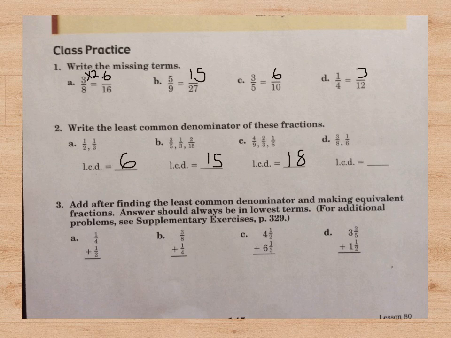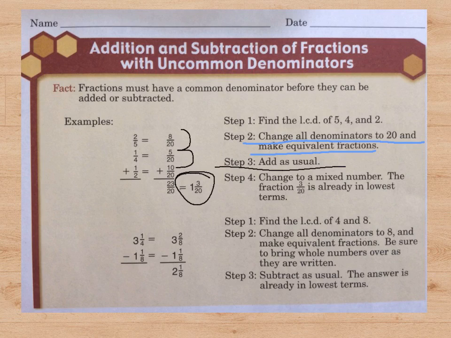8 and 6. The lowest number that 8 and 6 go into is 24. Okay, number 3. It's telling us to add after finding the least common denominator. That's what we did when we looked at this.